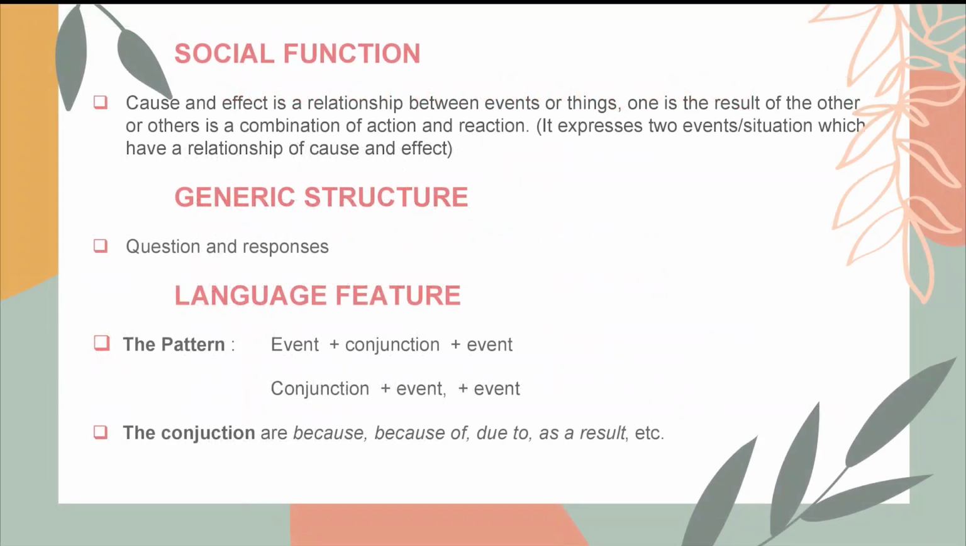With regard to the examples above in the dialogue, now we can have a conclusion about the social function. Cause and effect is a relationship between events or things. One is the result of the other, or others, a combination of action and reaction. So in this case, you can say that cause and effect expresses two events or situations which have a relationship of cause and effect.